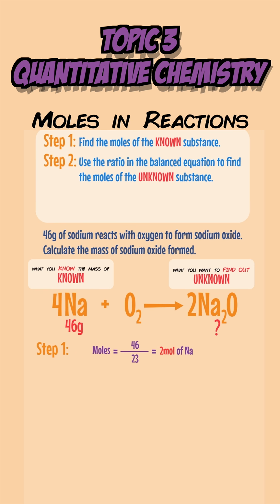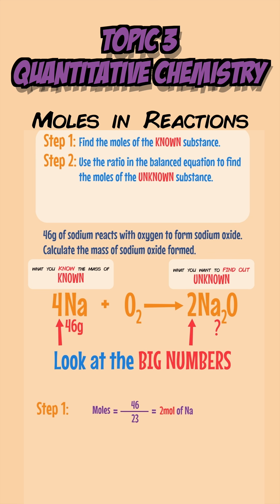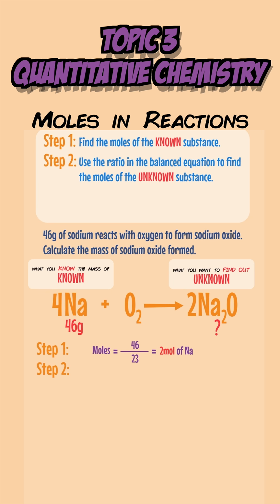The next step is to find the moles of the unknown, and this is done by looking at the big numbers in front of the reactants and products in the balanced equation. You need to use the number in front of the known and the unknown to write a ratio for them. You can use this to find the moles of the unknown. So in this example, the big numbers in front of the known and the unknown are 4 and 2, meaning we have a ratio of 4 to 2. This can be simplified to a ratio of 2 to 1. So this means your moles of your known substance is 2 times bigger than the moles of your unknown substance. So if you have 2 moles of sodium, which is your known, you need to divide it by 2 to find the moles of sodium oxide. And in this case, this would give 1 mole of sodium oxide.